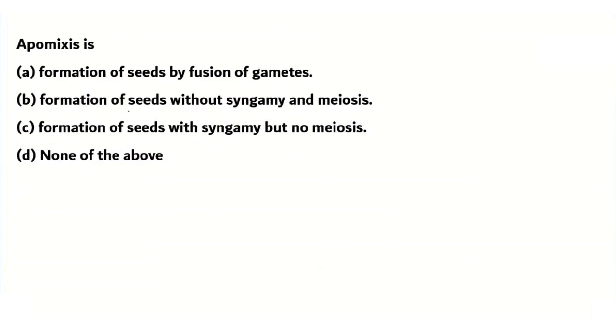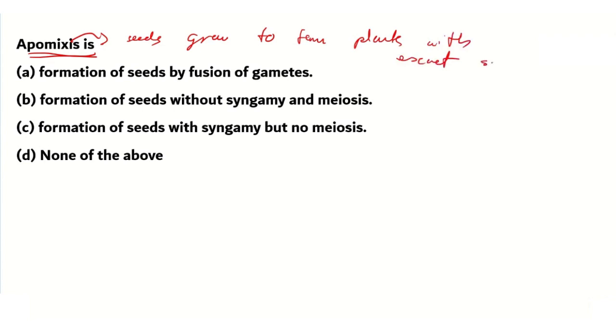Next question. We need to find out which of these statements is the correct explanation for the phenomenon known as apomixis. So what happens in apomixis is that seeds grow to form plants with the exact same characteristics.